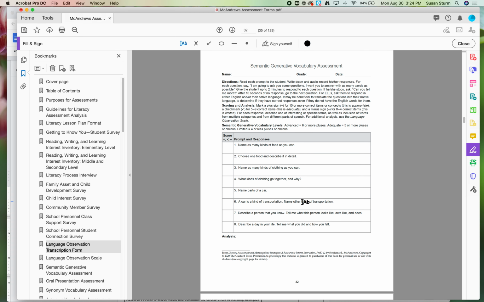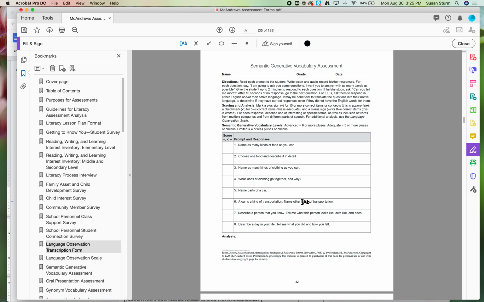So this is a great assessment. Again, it's kind of open-ended. It gives the students some talking points. If you do have English language learners, I highly agree with the text where it says translating this might be really helpful to them.